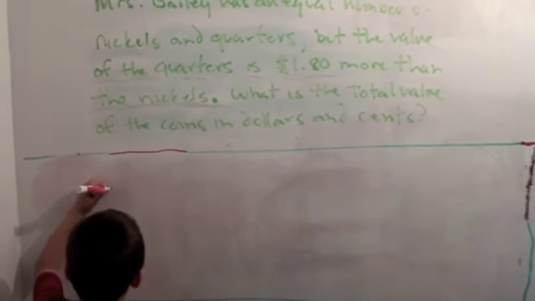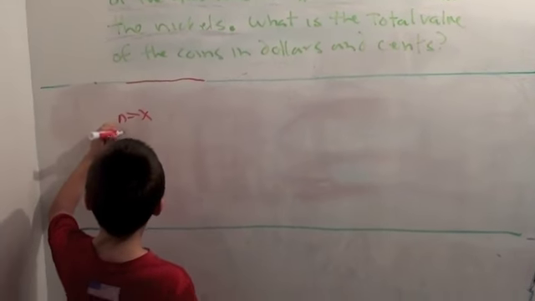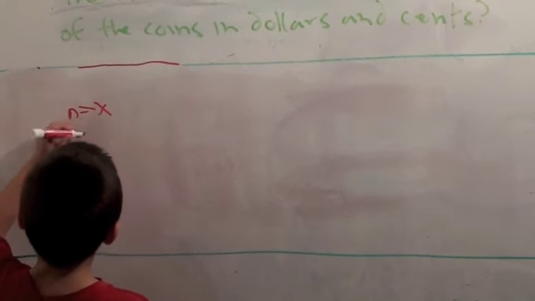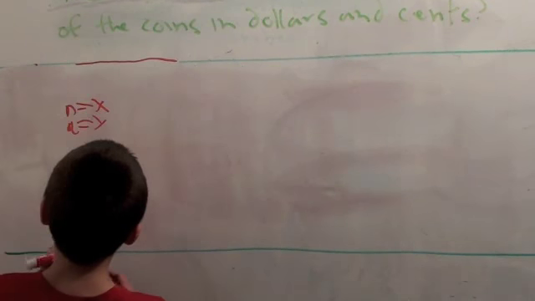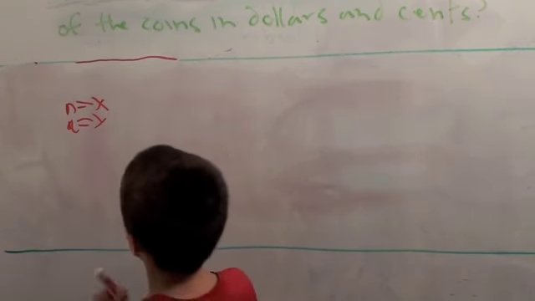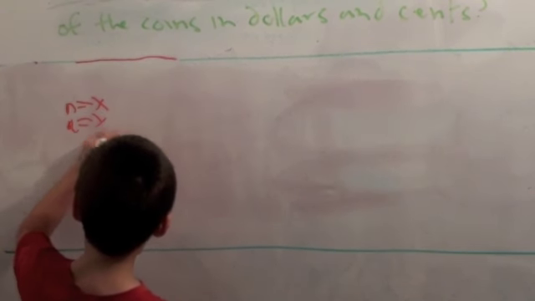Sorry, I'm having a hard time with the camera here. There we go. Nickels are X. Quarters are Y. Okay, so, and we know that X equals Y.